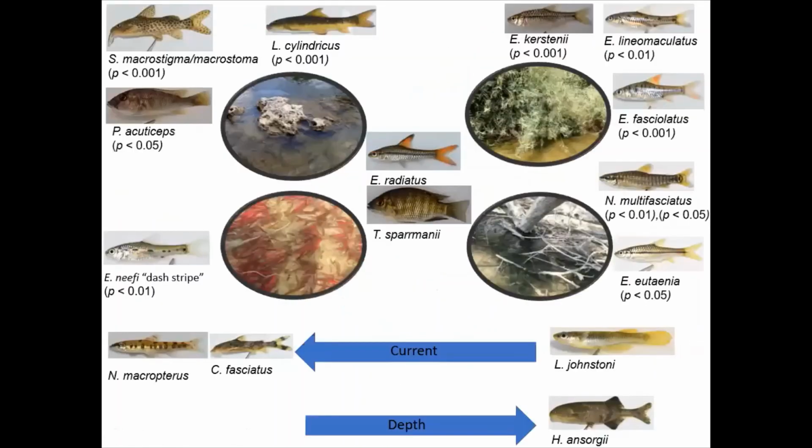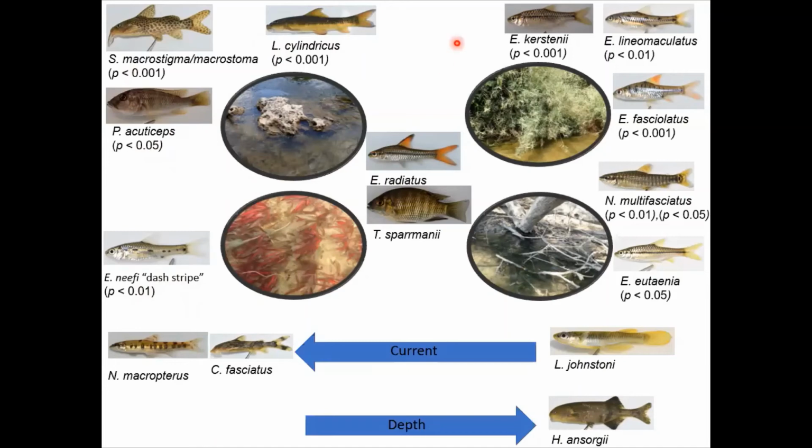Let me visualize these results a little better and include the findings from the chi-squared analysis. We can see that the 2 species that grouped in the middle showed no significant association to any of the 4 habitats based on the chi-squared analysis. We get the following 3 species, the Synodontis macrostigma macrostoma complex, Labeo cylindricus, and the cichlid Pharyngochromis acuticeps, showing significant positive associations with rocky habitats. We then had the barb Enteromius neefi, which showed a significant positive association with the Vallisneria habitat.